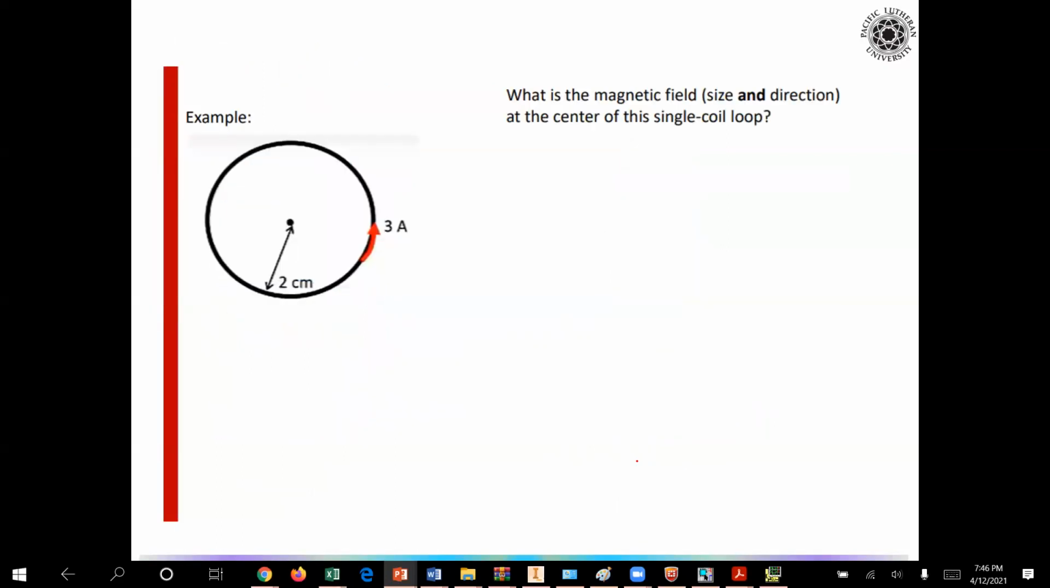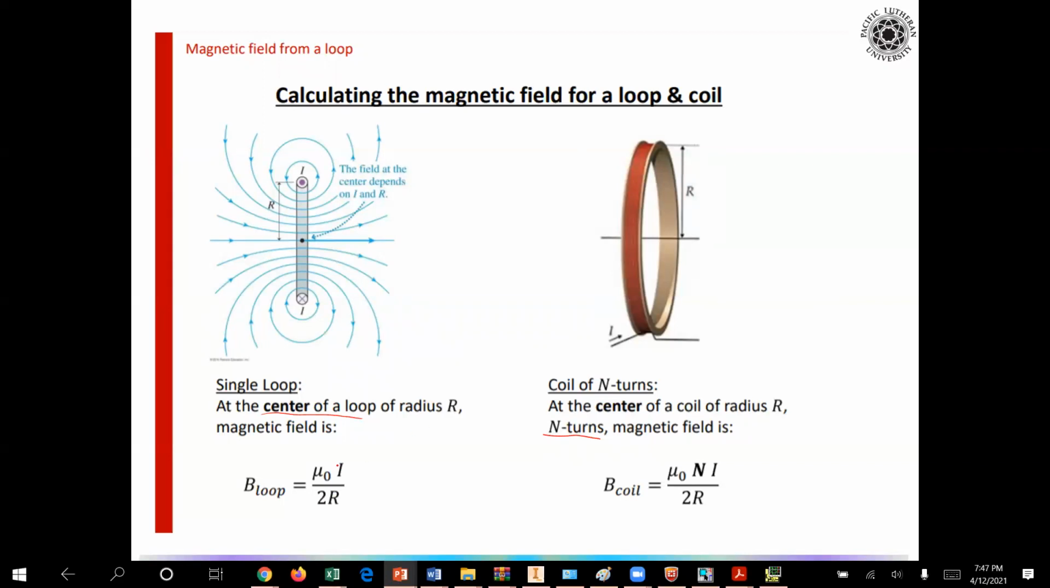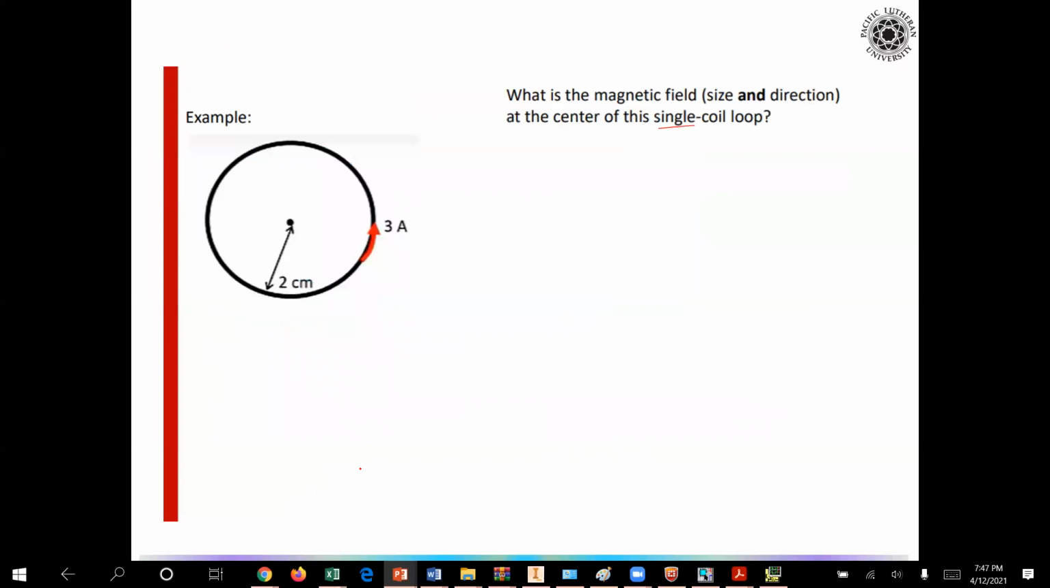Let's take an example to apply that concept. What are the magnetic field magnitude and direction at the center of this single coil? A single coil means N equals 1. So the formula that I will use is mu 0 times I divided by 2R. There is no 2 pi. Okay.